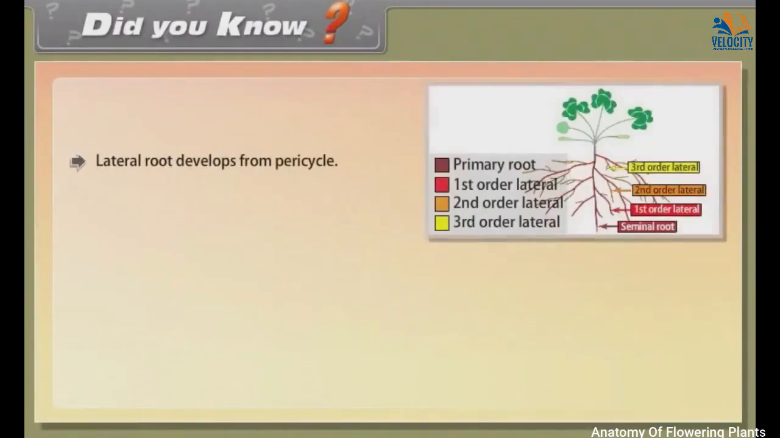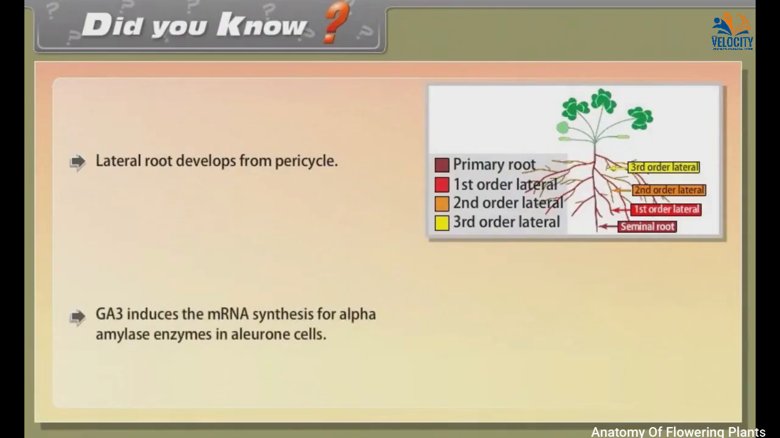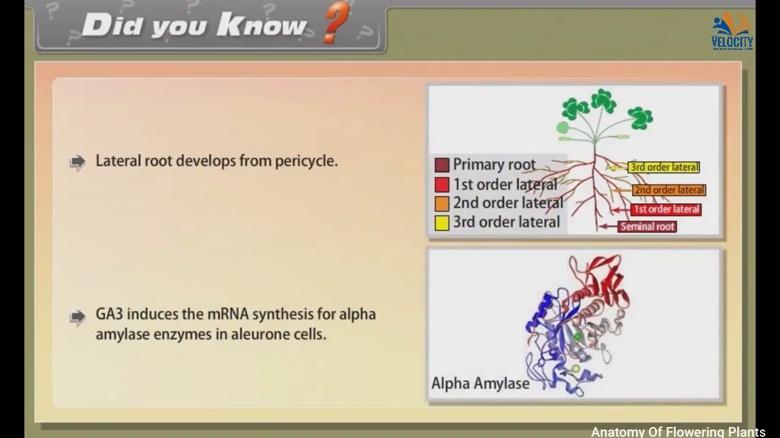Did you know? Lateral root develops from pericycle. GA3 induces the mRNA synthesis for alpha amylase enzymes in aleurone cells.